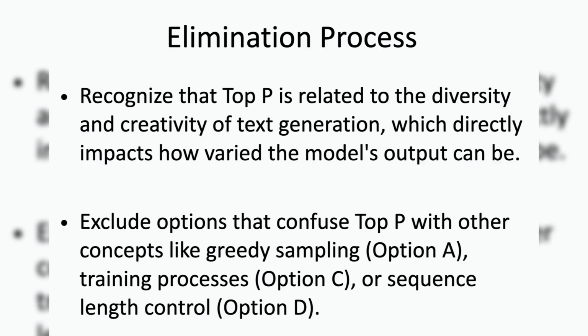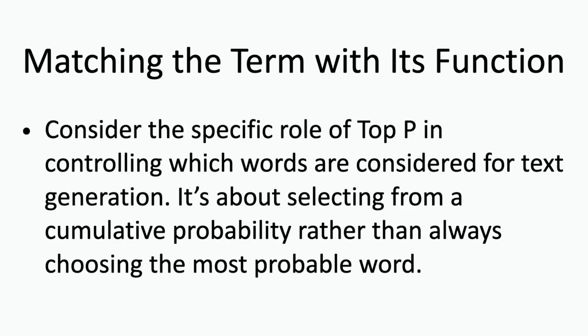To solve this question, the first step is to understand the purpose of each option and then eliminate one that clearly doesn't fit. Recognize that top P is related to the diversity and creativity of text generation, which directly impacts how varied the model's output can be. Exclude options that confuse top P with other concepts like greedy sampling (option A), training processes (option C), or sequence length control (option D). Now match the term with its function. Consider the specific role of top P in controlling which words are considered for text generation. It's about selecting from a cumulative probability rather than always choosing the most probable word.